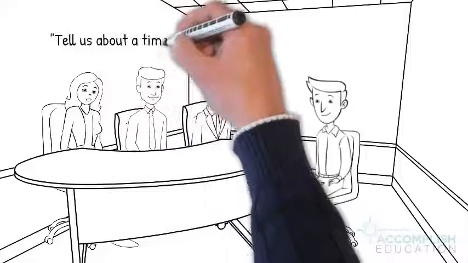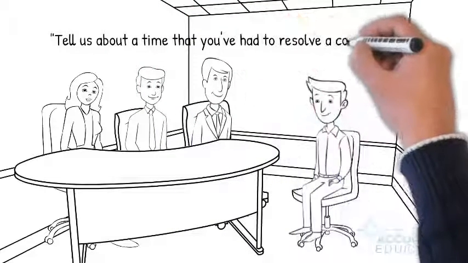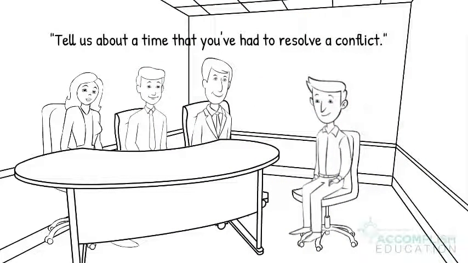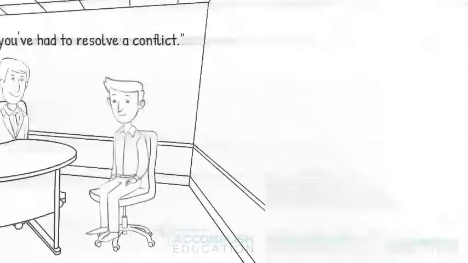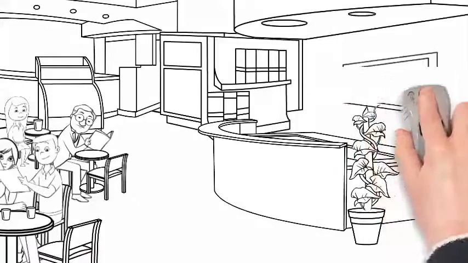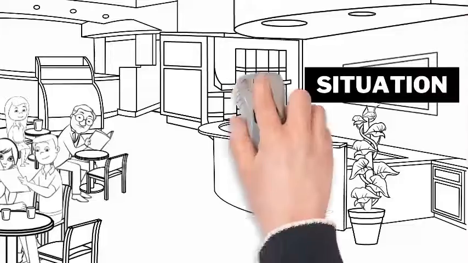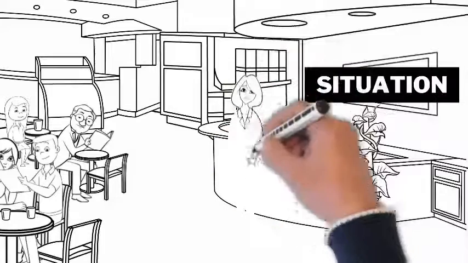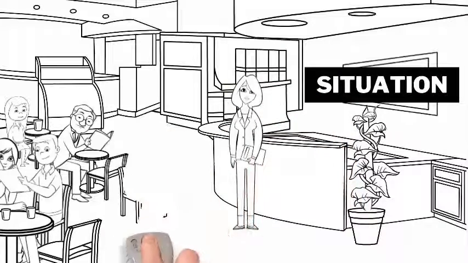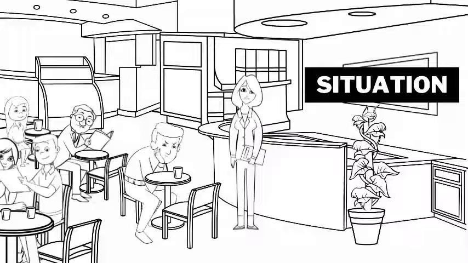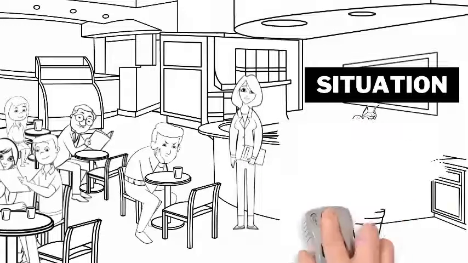So let's now have a look at how you would apply the STAR model to the question of, tell us about a time that you've had to resolve a conflict. Here's an example. In my previous job, I worked in a busy restaurant as waitstaff. On one occasion, I had to deal with an angry customer who was complaining that he'd waited too long for his meal and that it wasn't what he'd ordered. It was a busy time of day and the restaurant was full.